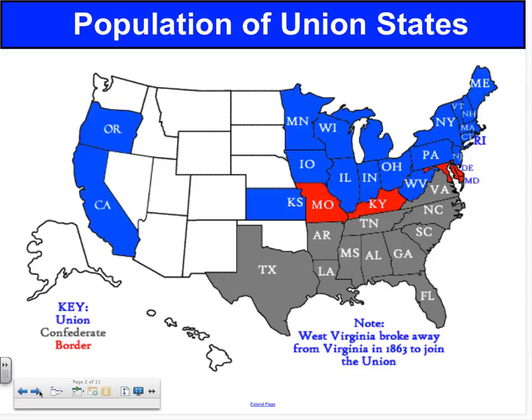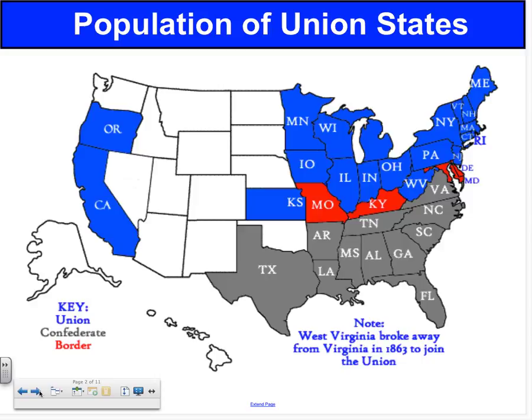But if we look at this map, we can see that the blue states were part of the Union. The states that are red were border states, and you can ask your teacher the significance of those states. And then all the ones in gray were considered Confederate. And if I'm not mistaken, all of the white states that have nothing in them were not yet states, they were still territories. So for the purpose of today, we're going to concentrate on the Union states.